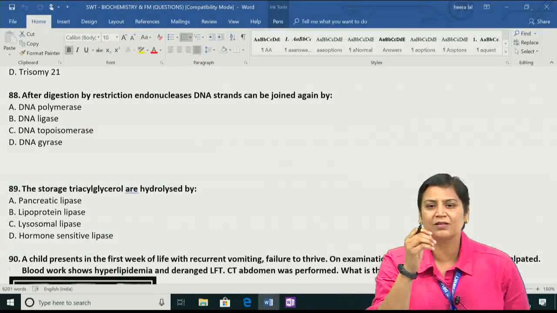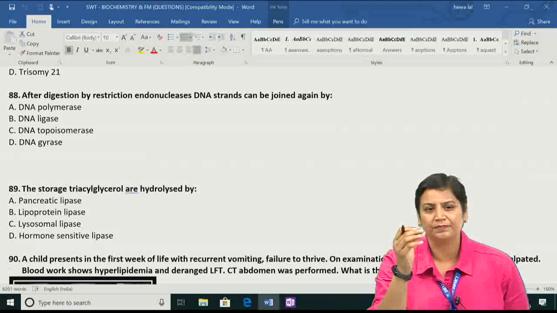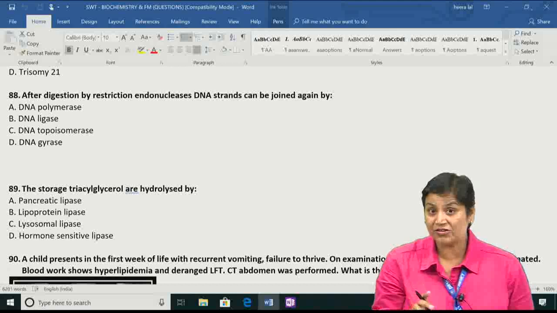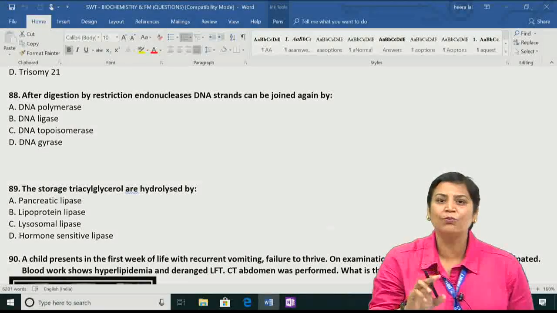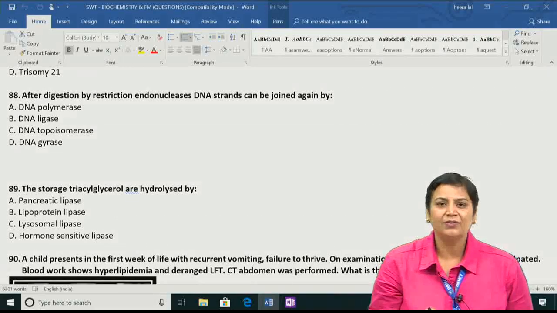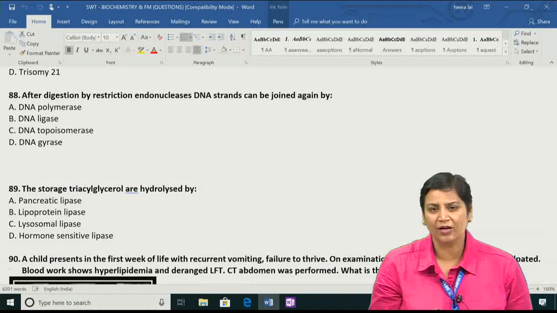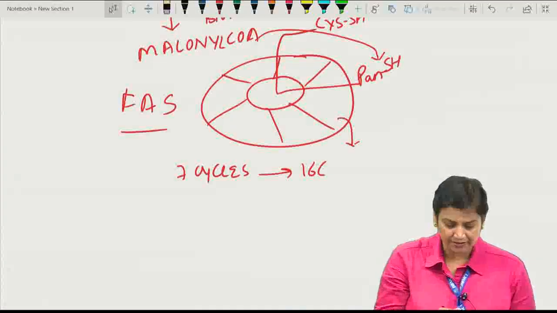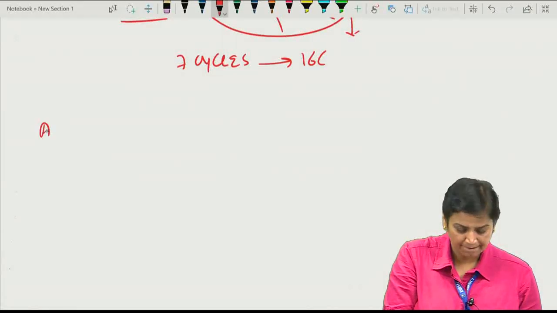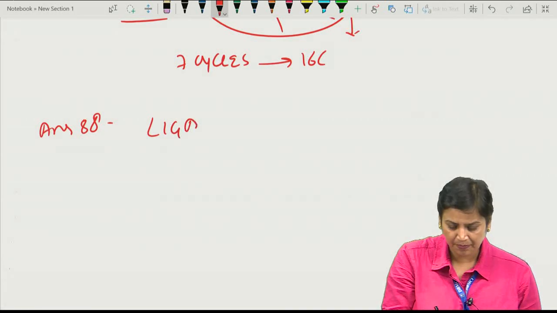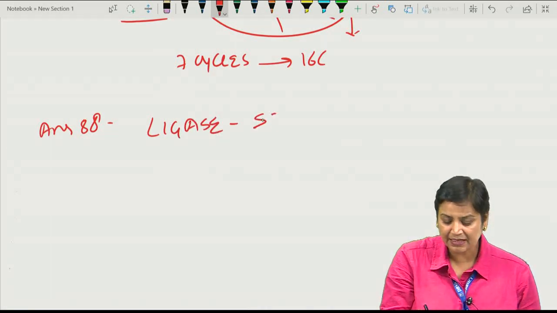Topoisomerases are of two types, type 1 and type 2. Type 1 will cut one strand at a time and type 2 will cut both the strands. And DNA gyrase is present in prokaryotes, helping in unwinding of the helix. So the answer here is DNA ligase, which is also known as a sealing up enzyme. Ligase is a sealing up enzyme.